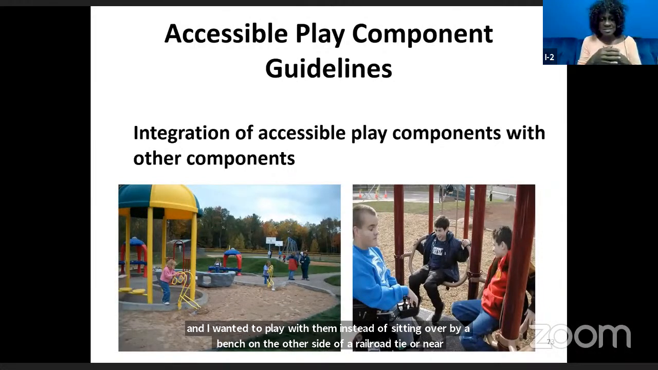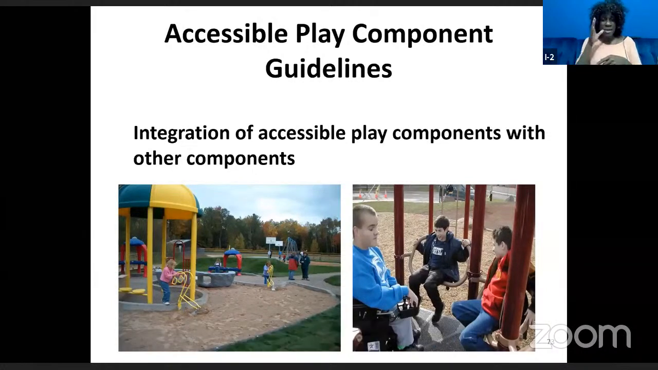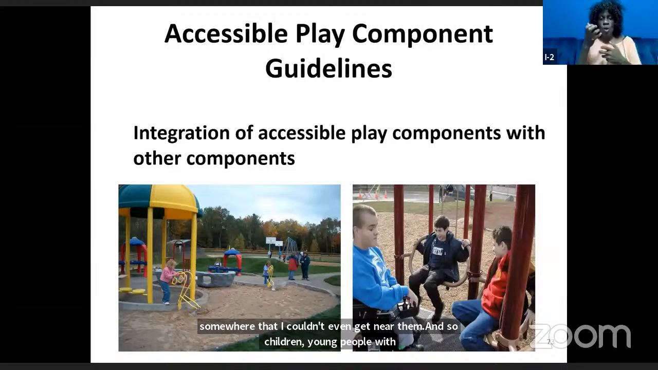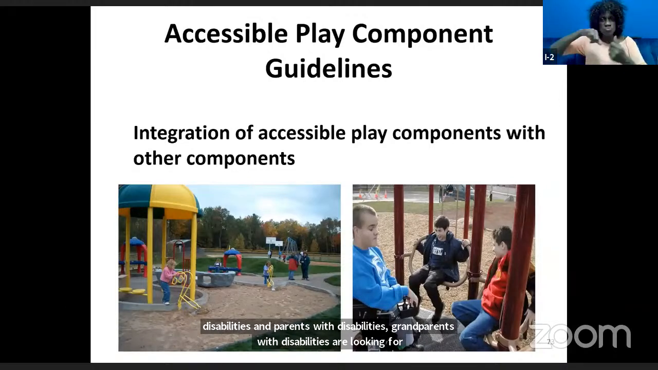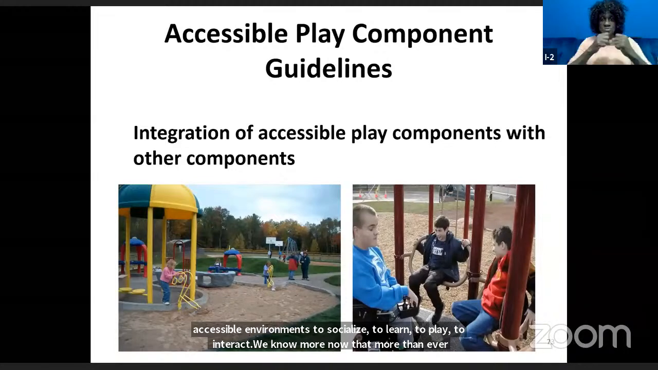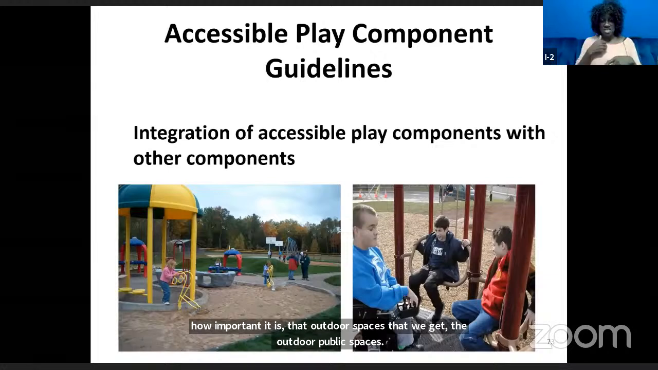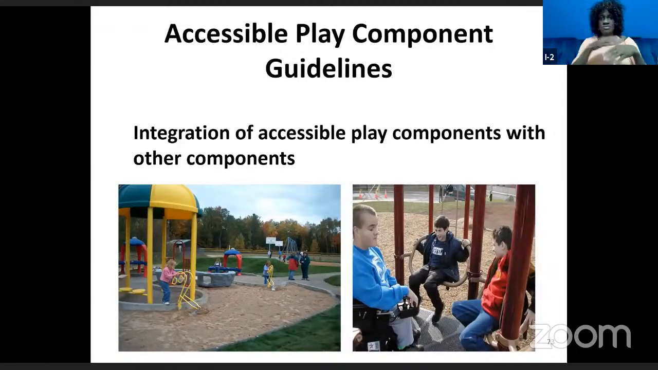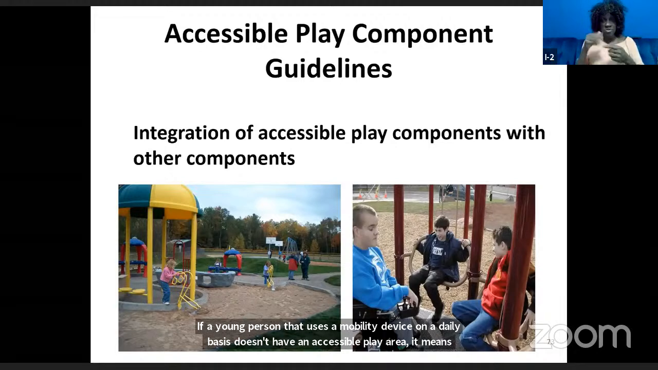And so children, young people with disabilities, and parents with disabilities, grandparents with disabilities, are looking for accessible environments to socialize, to learn, to play, to interact. We know more now than ever how important it is, the outdoor public spaces that we get. If a young person that uses a mobility device on a daily basis doesn't have an accessible play area, it means you're out in the street, right? Unless you've got your own at your house, because your neighbor's not going to have an accessible play area. So if you don't have one in your community, where do you go?